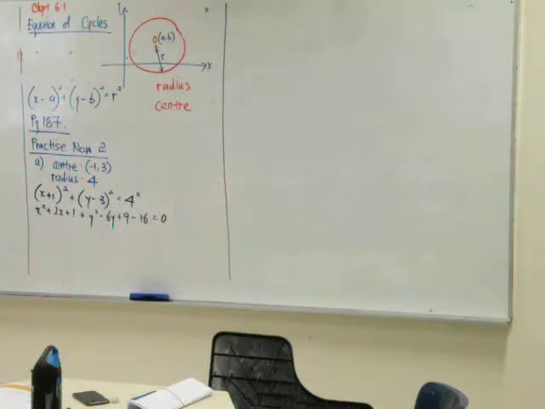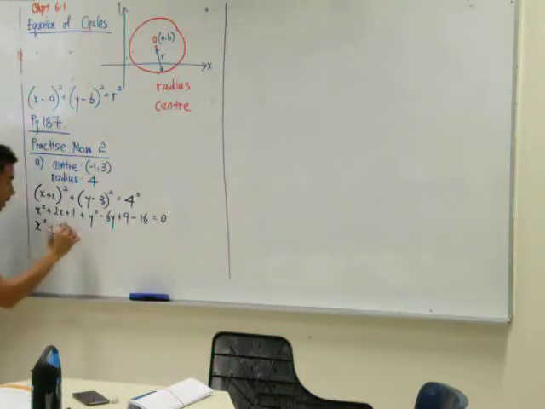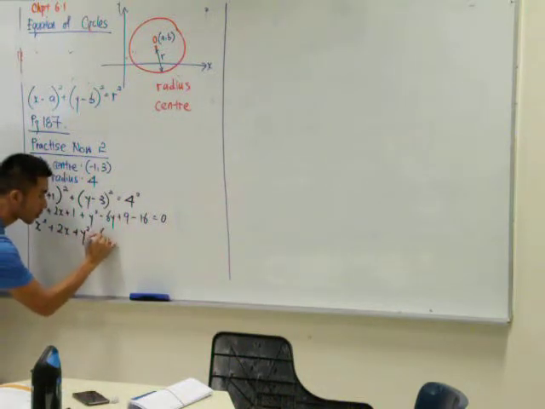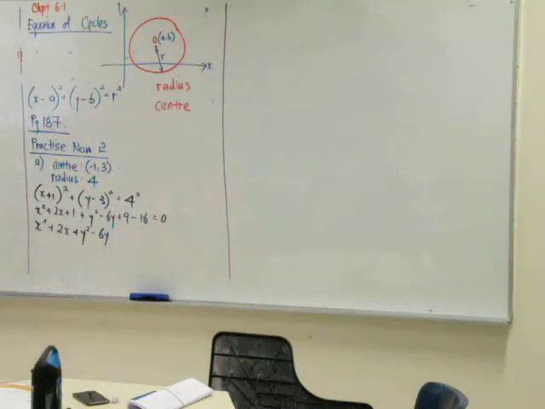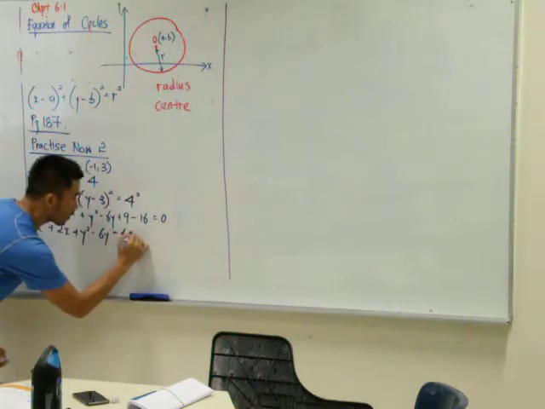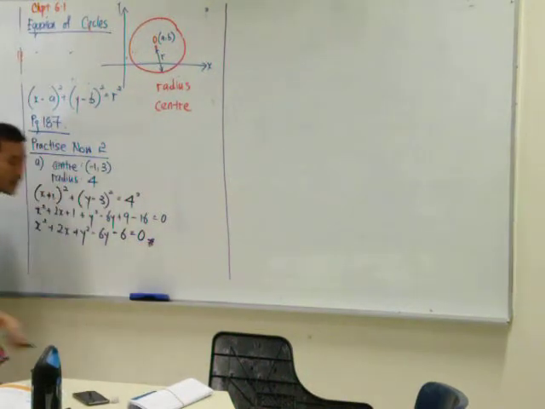Okay, after you expand and simplify, please simplify all those terms in terms of x first. After that, simplify all those terms in terms of y. Before you have your constant, so in this case, we will have negative 6. And if this is your final answer, please underline. Okay? And that will be your equation of the circle.